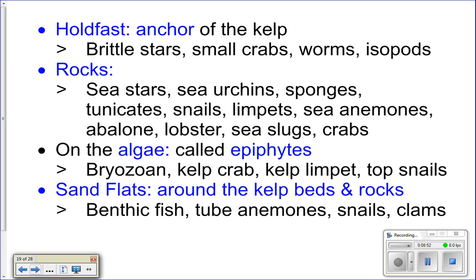And then if you have rocks and those rocks are surrounded by sand, you can get different things that will live in the sand that surrounds the rocks. So you can have seagrasses, but you can also get all sorts of fish and anemones and snails and clams that will live there as well. So lots of different areas.